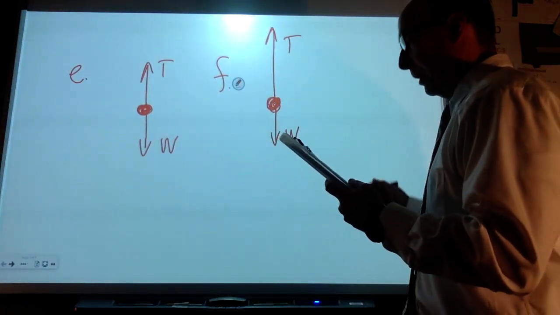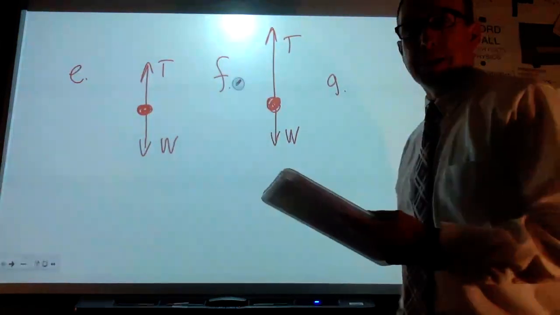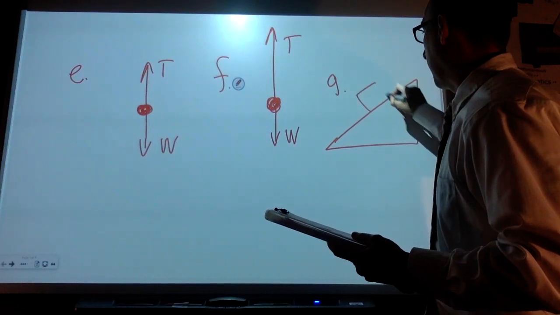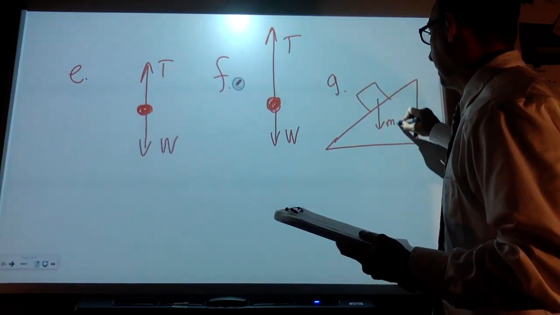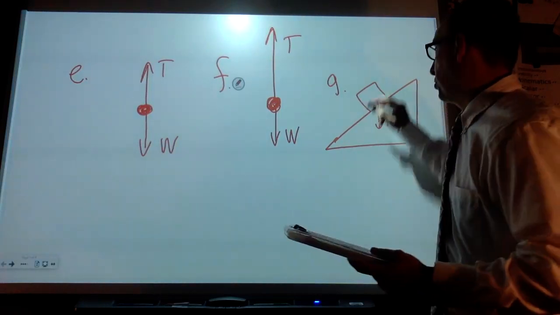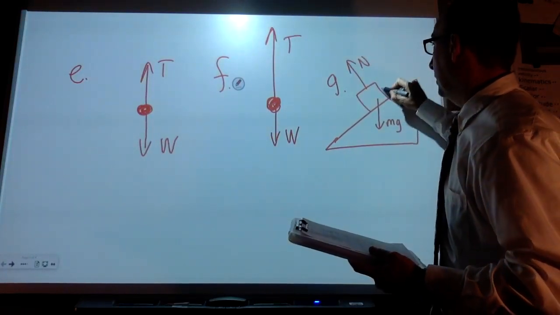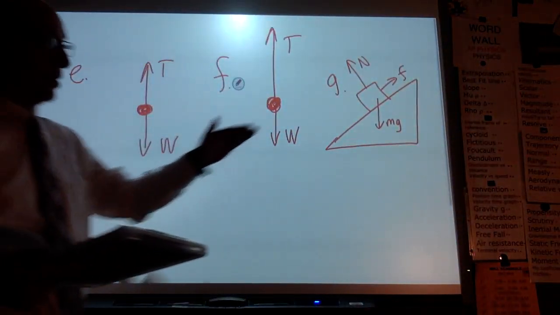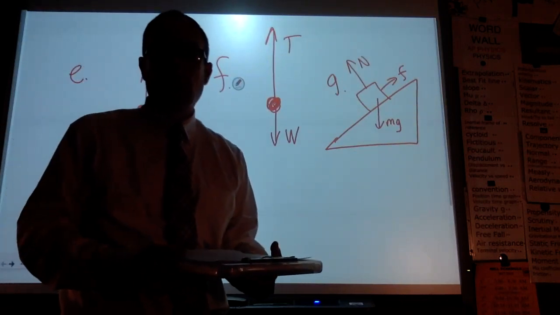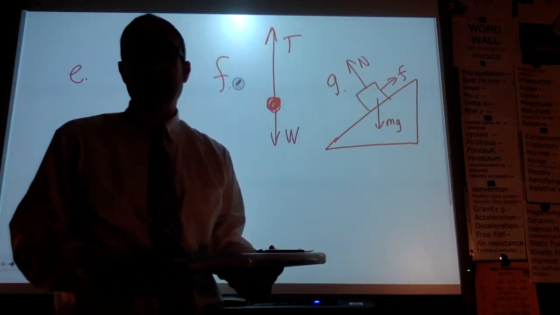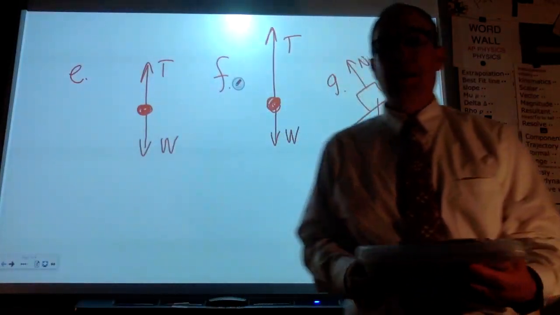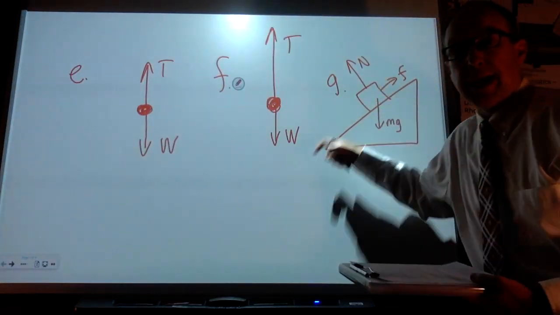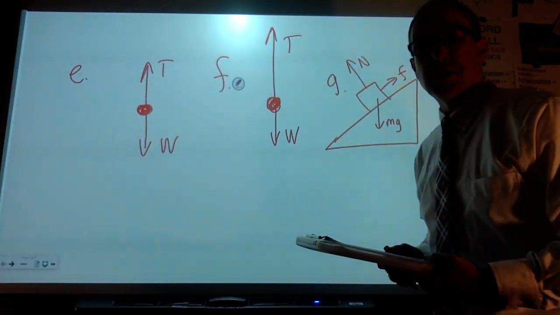G, a book at rest on an incline. One of the last things we did was the incline lab. In this case, you should have the weight going straight down. You should have the normal acting perpendicular. And you should have friction in the direction of up the incline. So friction is always going to oppose the direction that something is sliding or the direction that it wants to slide. So a block's natural intention on a hill, on an incline, would be to slide down, so we have a friction that is directed up.